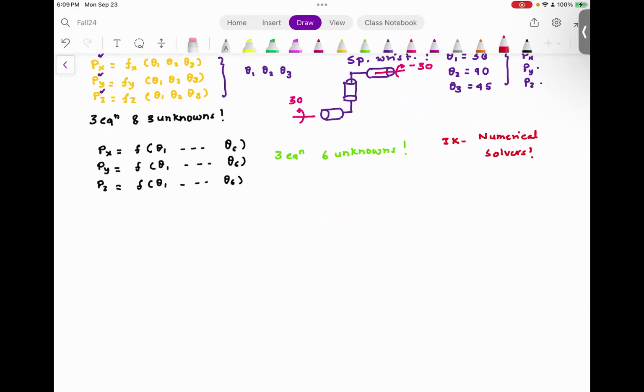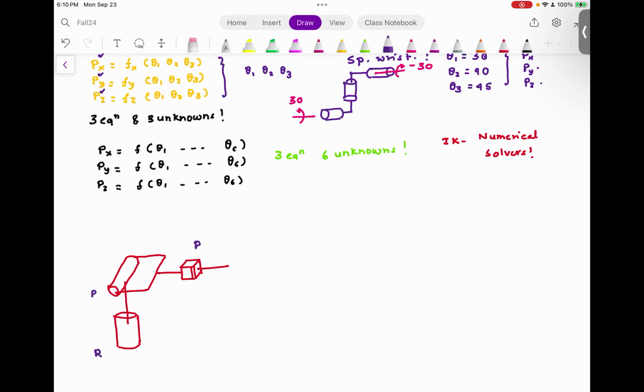So let me take an example because this is one of the classic robots. This robot has a revolute joint, then another revolute joint. So this is R perpendicular to R. And at the end, you have a prismatic joint. So this joint is prismatic, this is P. This joint is revolute.